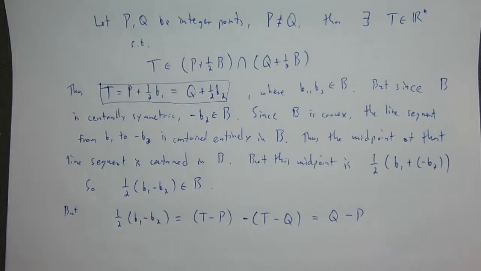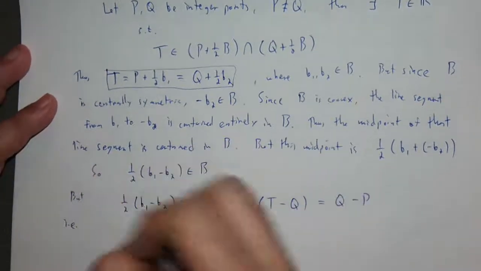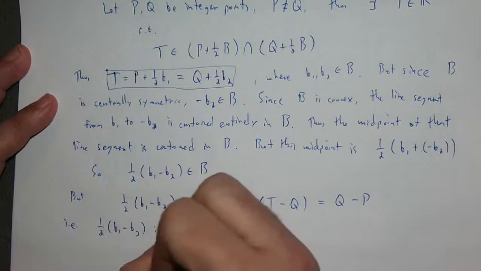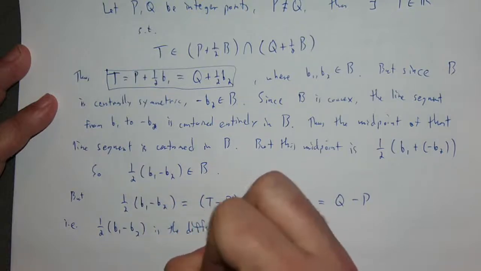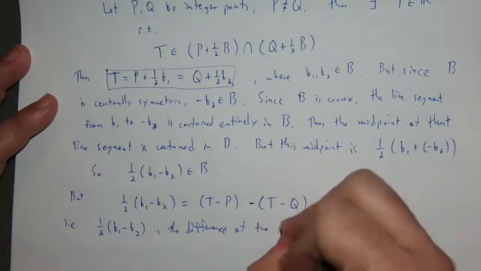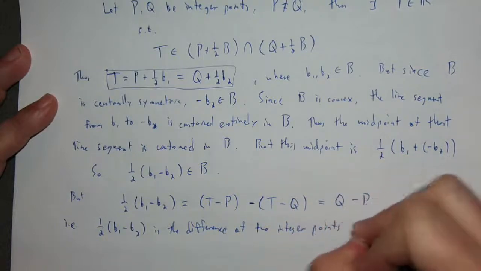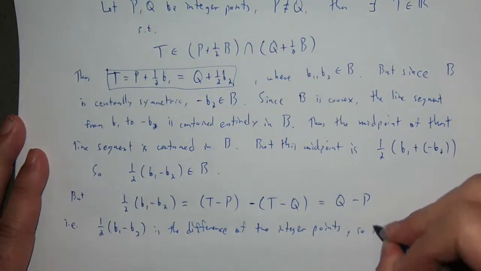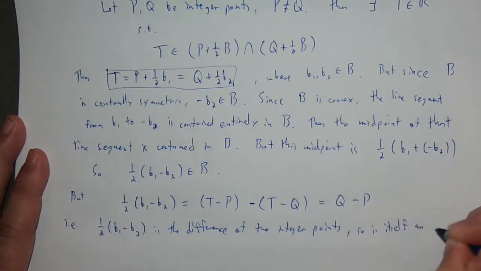Right, i.e., 1/2 times b sub 1 minus b sub 2 is the difference of two integer points. If an integer point is a point that has integer coordinates, the difference between two integer points, you do subtraction coordinate-wise. So in every slot, it is integer minus integer. So the resulting difference is an integer in every slot. So it's an integer point.